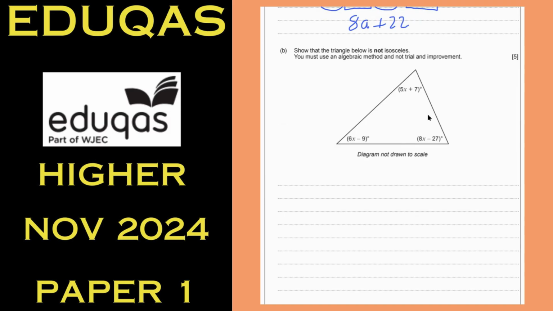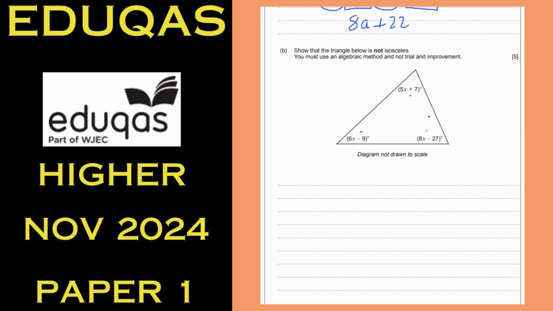Part B, bit of logic required. How would we show whether or not a triangle is isosceles? Well, this is not a question, as you can see, about the sides. It's all about the angles. So we need to investigate whether or not two of the angles are the same. In order to find whether or not two of them are the same, we've got to just get on with it in terms of finding x.